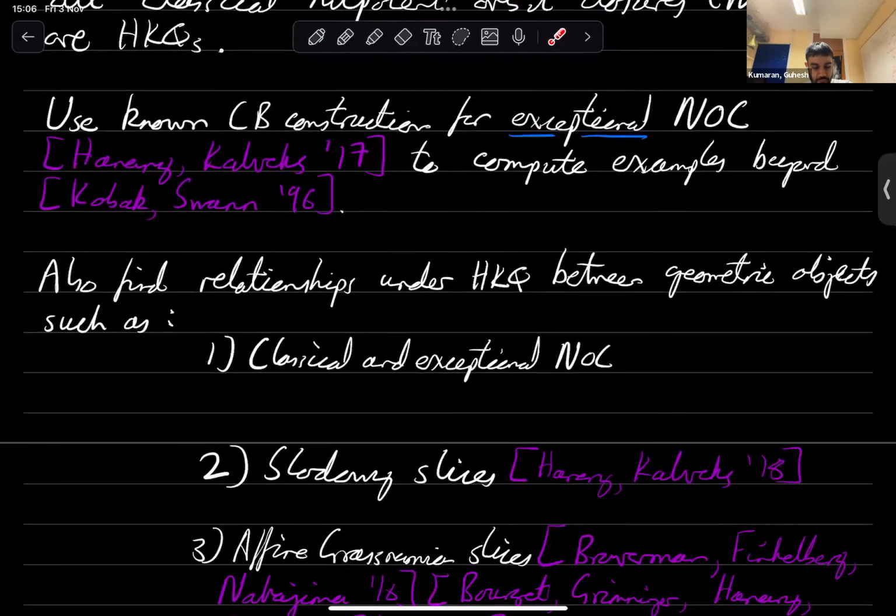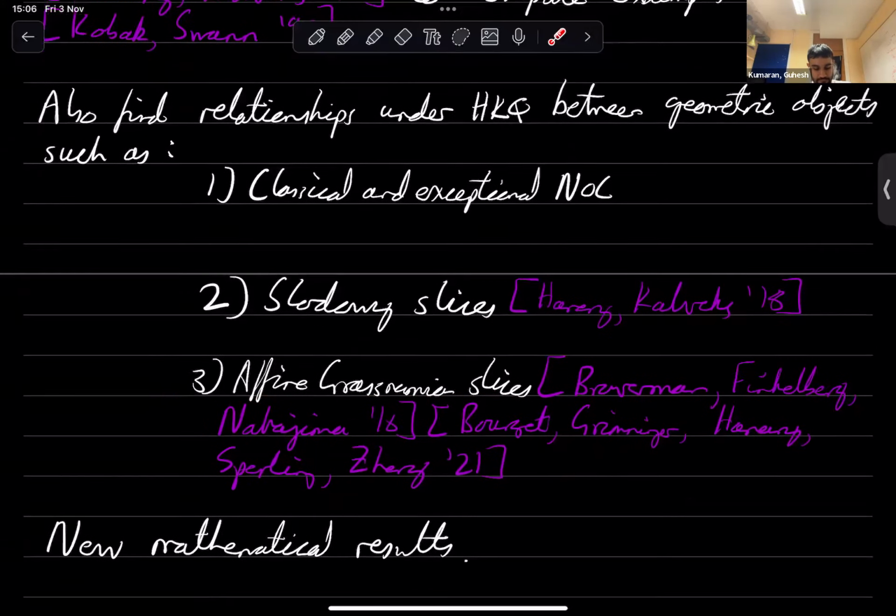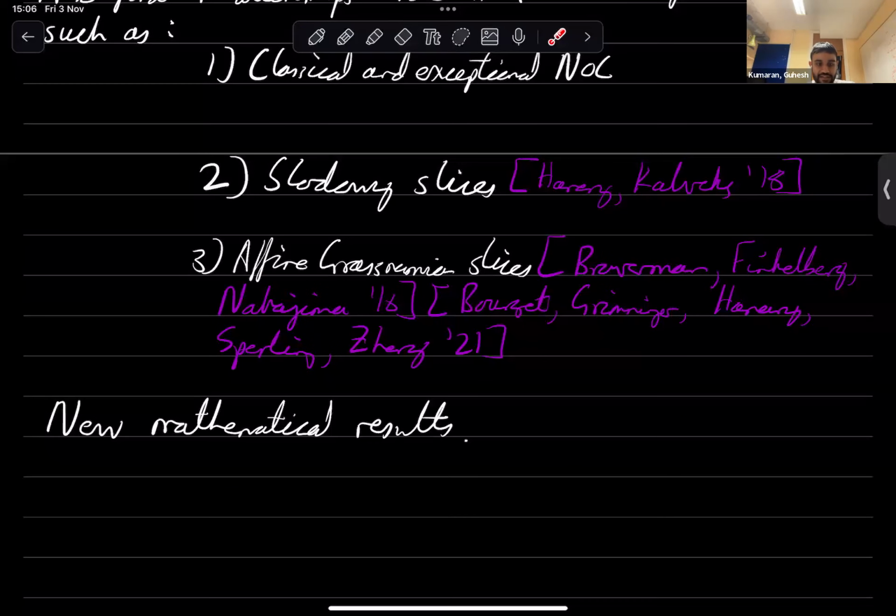In addition, we can use the fact that we have Coulomb branch constructions for other geometric objects to find relationships between them under these hyper-Kähler quotients. So we can try and relate classical and exceptional nilpotent orbit closures, Slodowy slices, and also affine Grassmannian slices. I'd like to stress that some of these are new mathematical results.